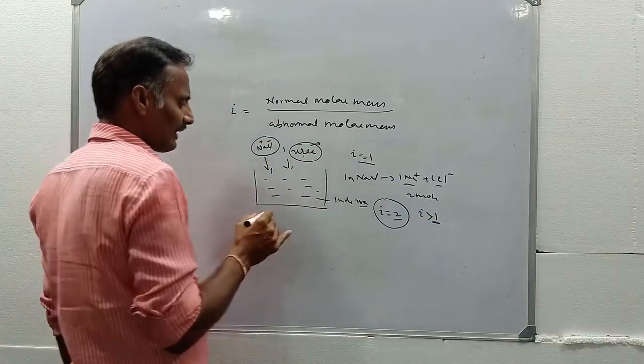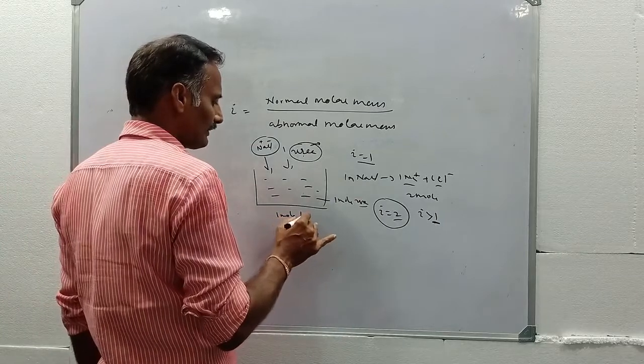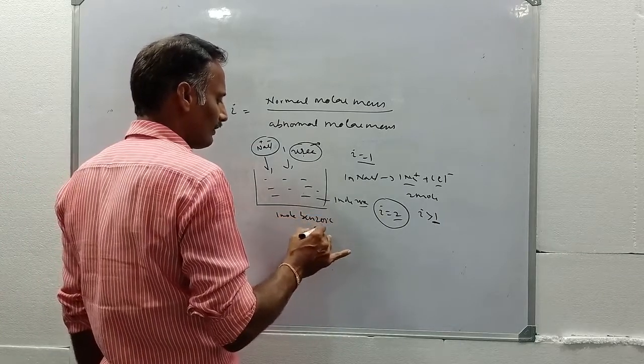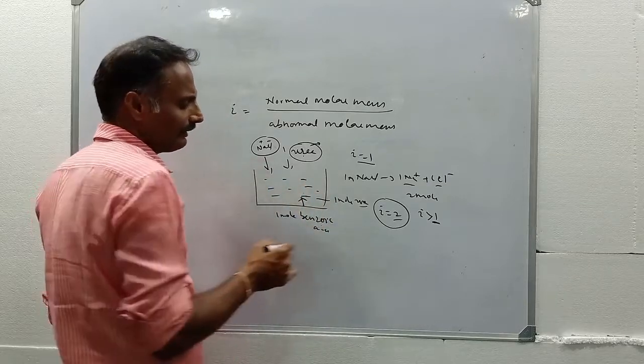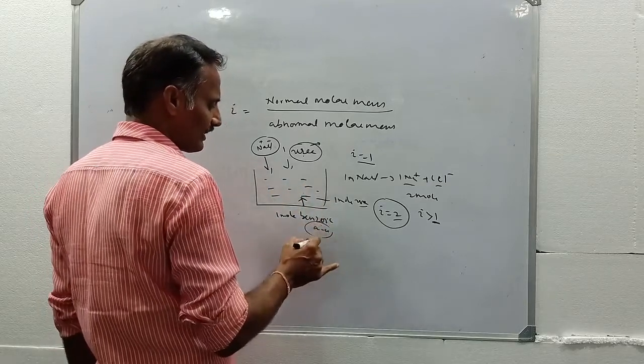In some cases, for example, if you are adding 1 mole of benzoic acid into a solvent, then this benzoic acid undergoes association.